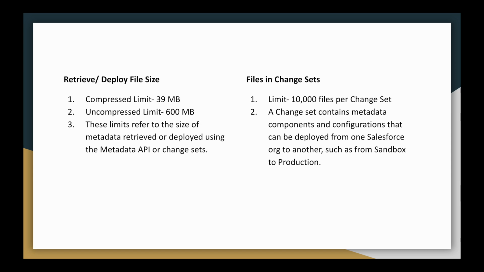And for retrieve and deploy file size, we can have a compressed limit of 39 MB, but the uncompressed limit can be 600 MB, and this limit refers to the size of metadata retrieved or deployed using Metadata API or even change sets. If we talk about files in a change set, the limit is 10,000 files per change set. We can deploy 10,000 files per change set, and it contains metadata components and configurations which can be deployed from one Salesforce org to another, such as from sandbox to production.